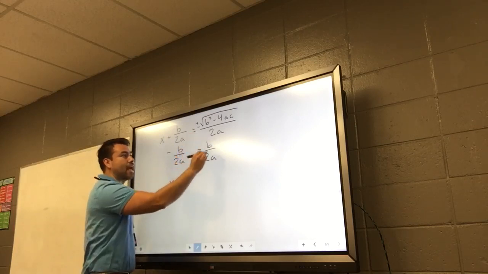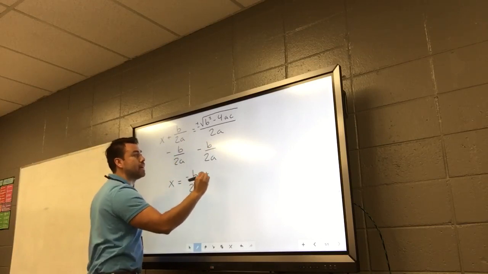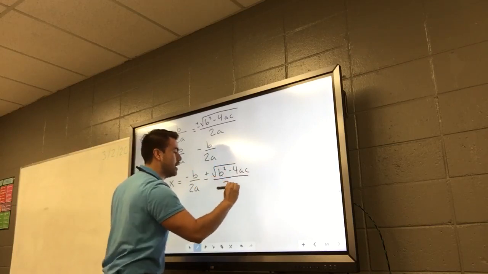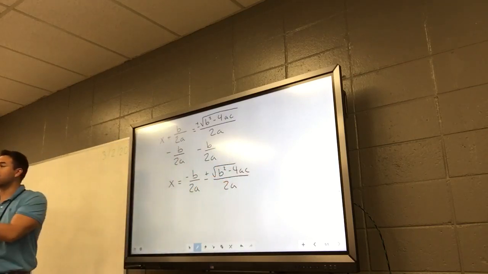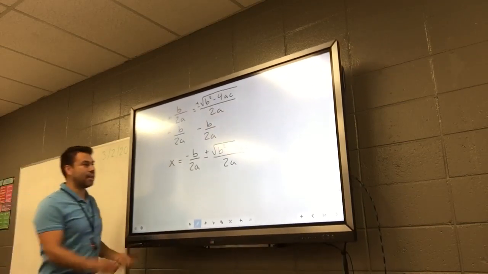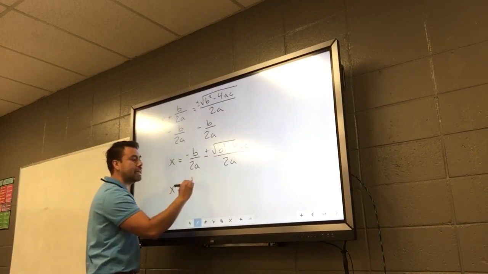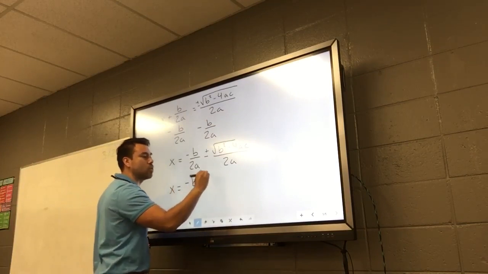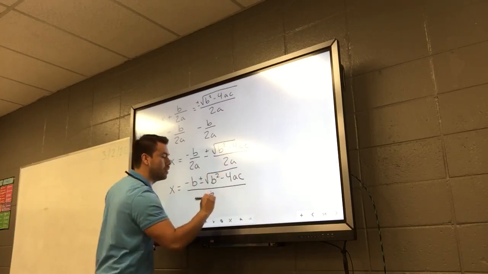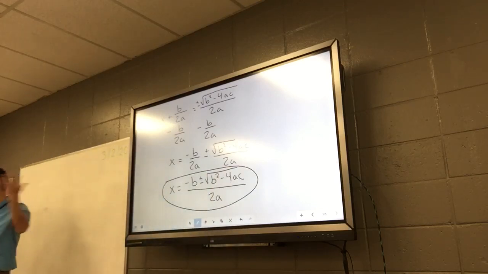All right. I'm going to have this negative b over 2a plus or minus the square root of b squared minus 4ac all over 2a. You're like, that's weird. Yeah, but do they have a common denominator? Sure. So can I add the numerators together? Okay, here's the quadratic formula in its ultimate final form. Ready? X equals negative b plus or minus the square root of b squared minus 4ac all over 2a. That's the quadratic formula. Ta-da!